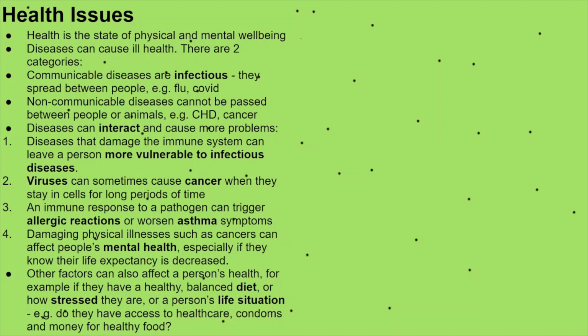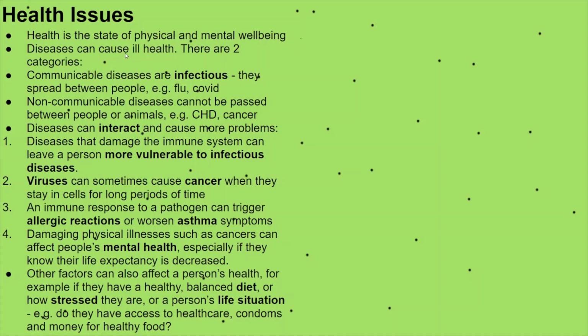So a pretty big focus for the biology paper one is health issues and health and disease. So now we're going to have a closer look at health issues. We've already looked at one type of disease, cardiovascular disease, and the treatments to it, but now we're going to look at health issues in general. So the definition of health is the state of physical and mental well-being. That's very important. Both physical and mental.